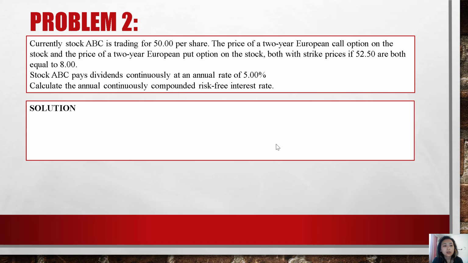Problem 2. Currently stock ABC is trading for $50 per share. The price of a 2-year European call option on the stock and the price of a 2-year European put option on the stock, both with strike prices of 52.5, are both equal to 8. Stock ABC pays dividends continuously at an annual rate of 5%. Calculate the annual continuously compounded risk-free interest rate.